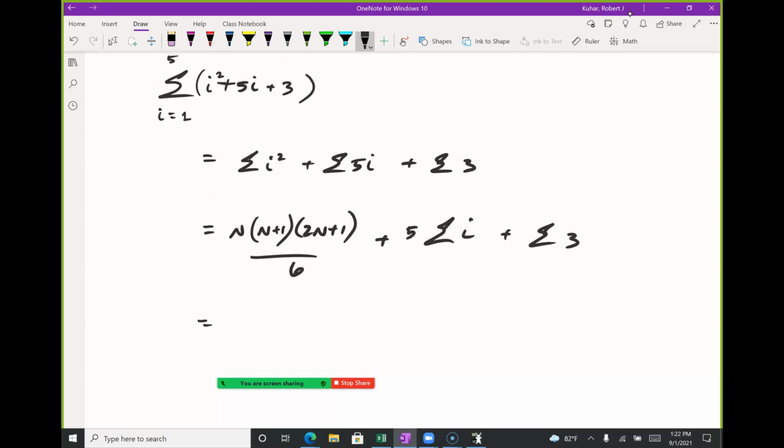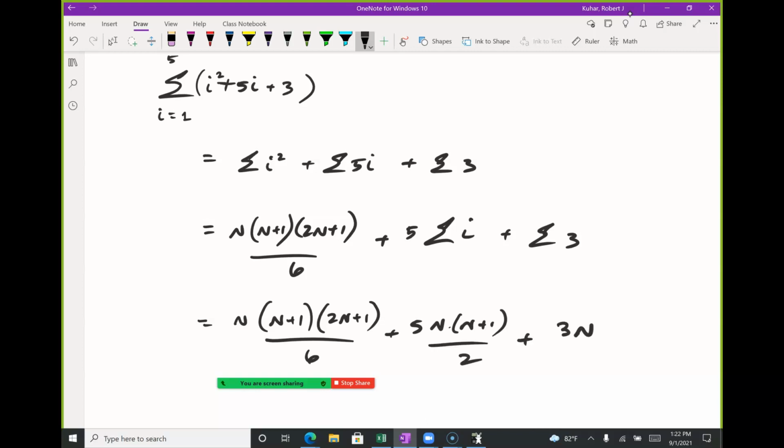Right? So what's my formula for i? It's n times n plus 1 all over 2. And what's the sum of 3? It's 3n. So I've got n times n plus 1 times 2n plus 1 all over 6 plus 5 times n plus 1 all over 2 plus 3n, right? So I've taken each of these sums and replaced them with my formula for that particular series, right?